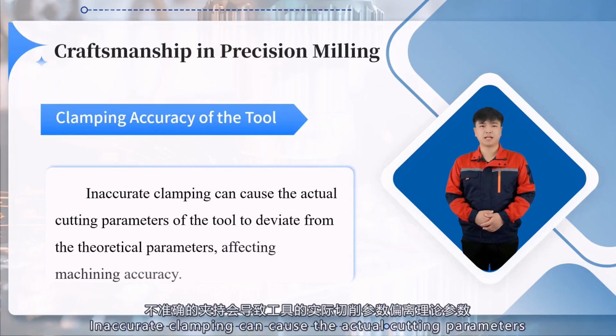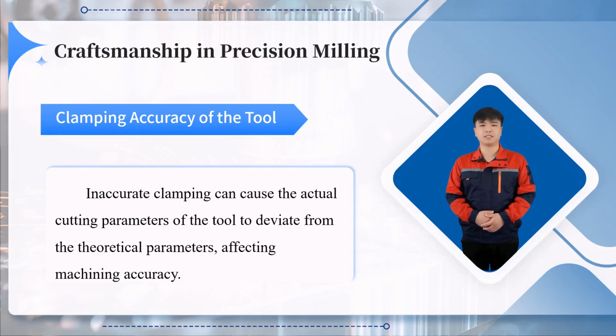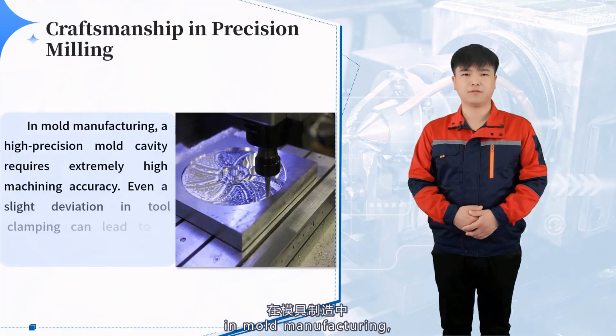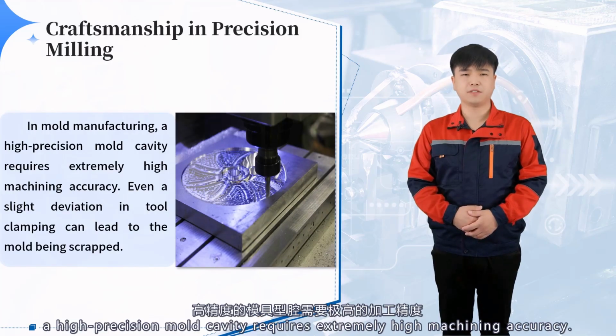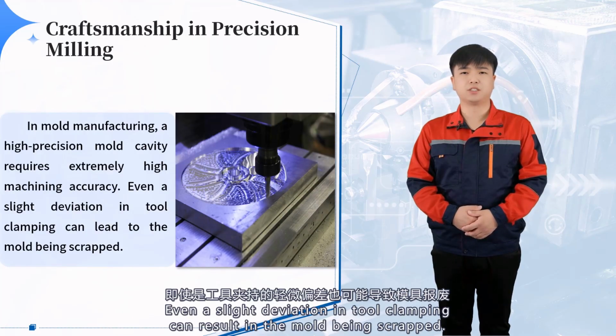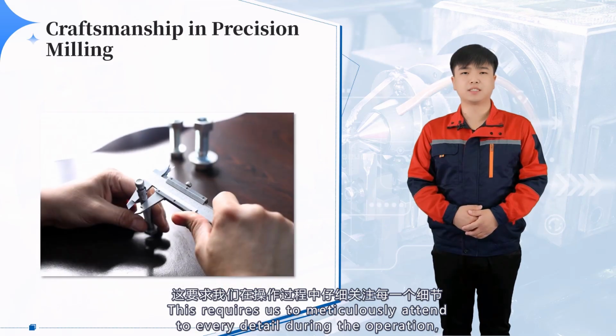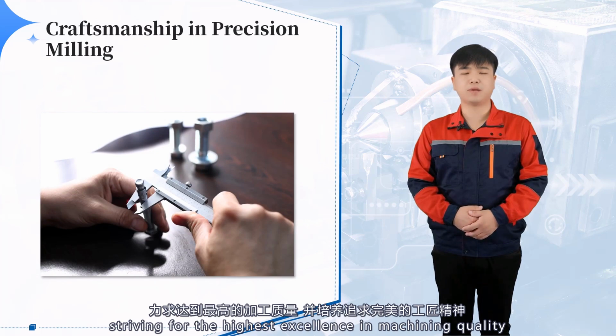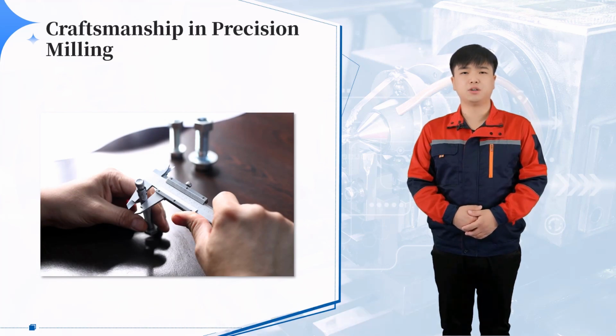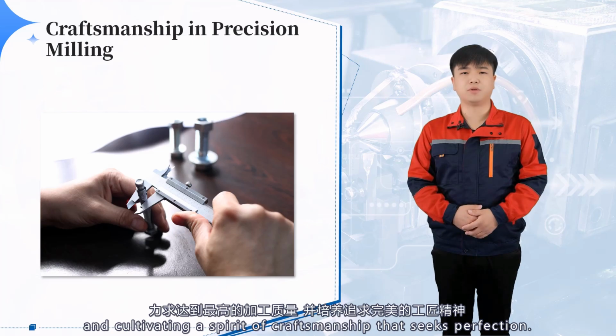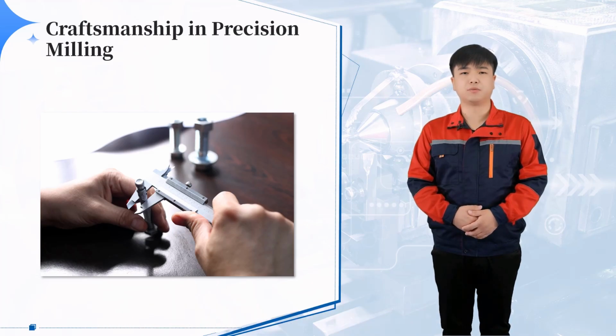Inaccurate clamping can cause the actual cutting parameters of the tool to deviate from the theoretical parameters, affecting machining accuracy. For instance, in mold manufacturing, a high-precision mold cavity requires extremely high machining accuracy. Even a slight deviation in tool clamping can result in the mold being scrapped. This requires us to meticulously attend to every detail during the operation, striving for the highest excellence in machining quality and cultivating a spirit of craftsmanship that seeks perfection.